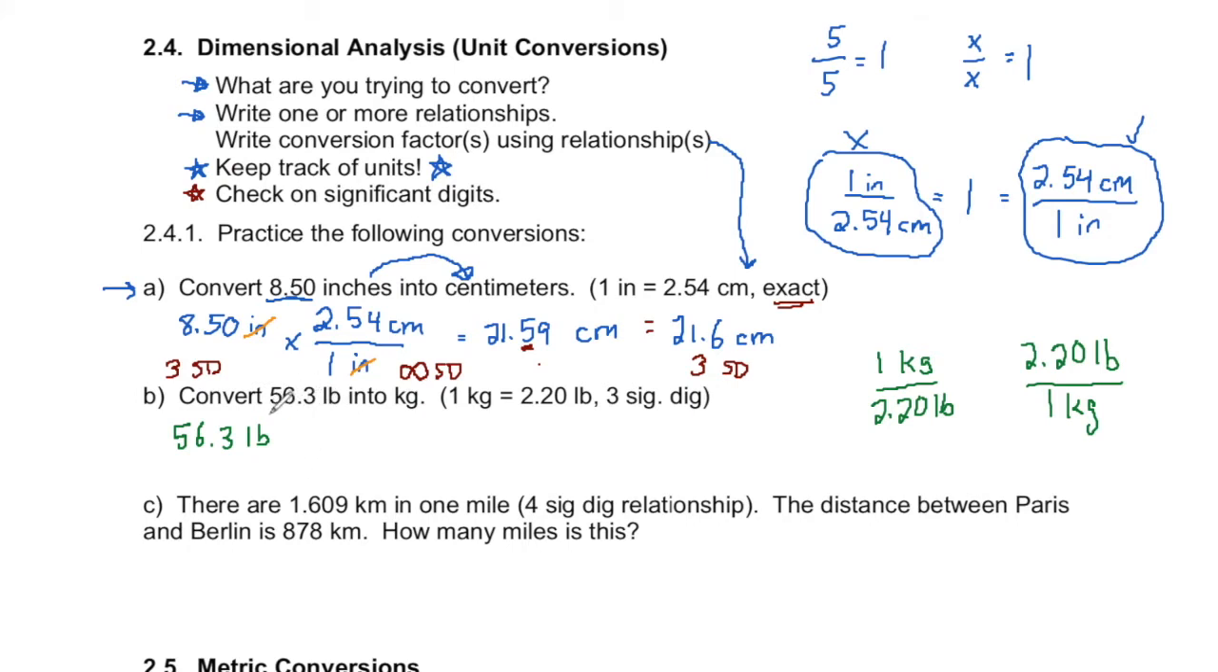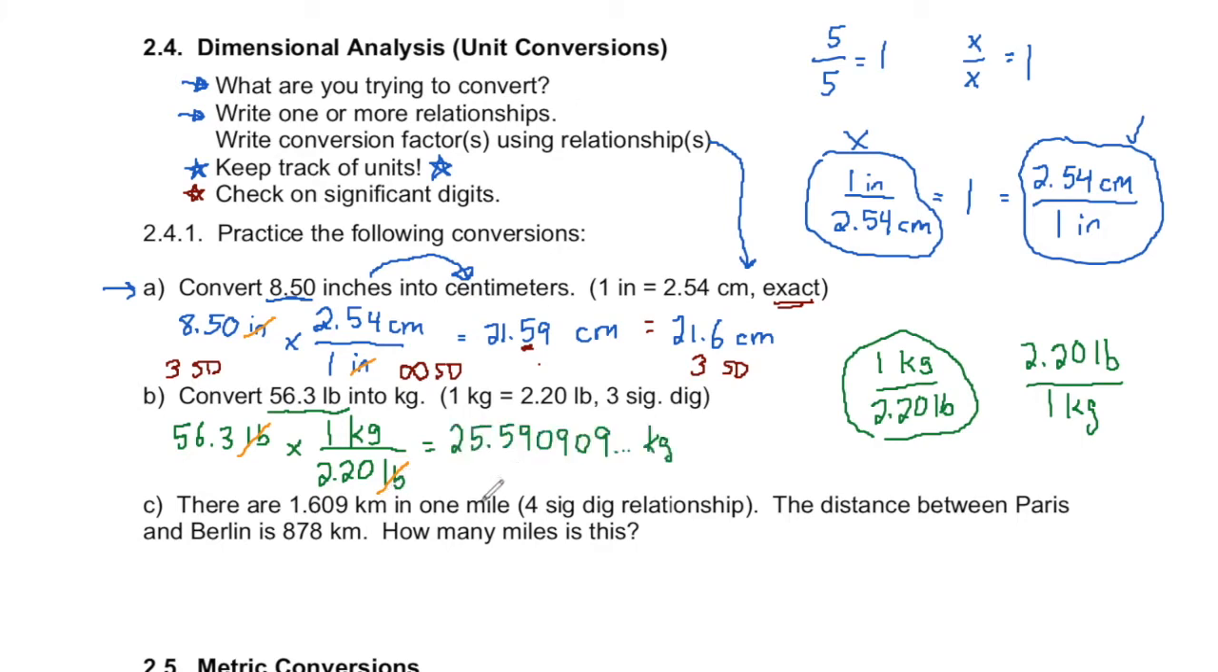The amount we are trying to convert is 56.3 pounds. That is what we have. And the relationship we have is that 1 kilogram is 2.20 pounds. These are the 2 conversion factors that we can write using that relationship. We are going to need this one because we're trying to get rid of pounds. We want pounds to cancel and keep kilograms. So with this setup, the pounds will cancel and we end up with kilograms.